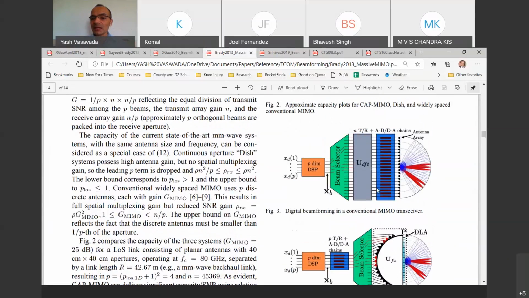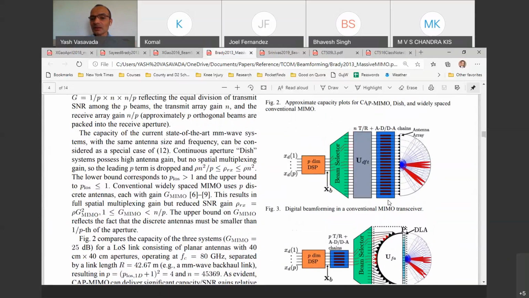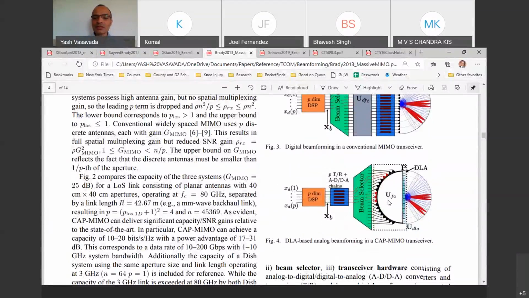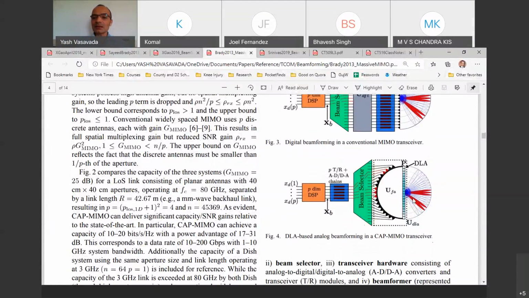The problem is that as they make N large, they run into this problem. The cost becomes high because this blue box becomes expensive. So the novelty of this paper is to say that in the analog domain itself, they will perform some discrete Fourier transformation so that they need only as many hardware chains as there are users. Obviously, you need one RF circuit for one user. You can't have 2 users on the same RF circuit.